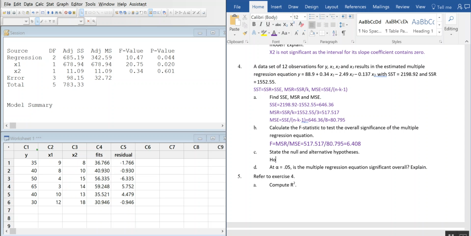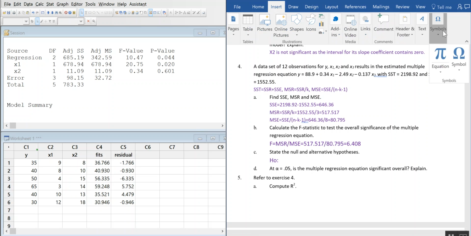When I'm looking at my null hypothesis here, I'm testing to see, are all of my slopes significant? So in other words, do I think that, insert symbol, here's my beta. Beta 1 is 0. I'm just going to copy this, since I'll use it a bunch. Beta 1 is the same as beta 2 is the same as beta 3, and they're all 0. They're doing nothing.